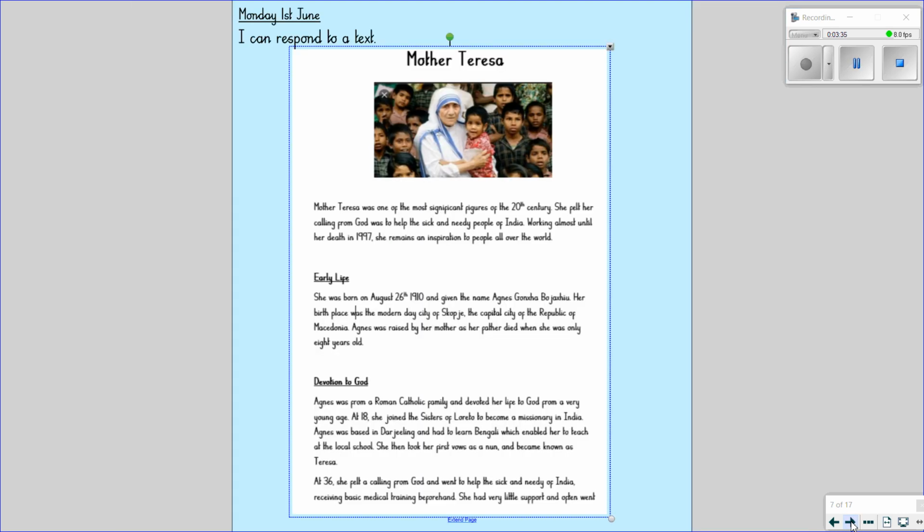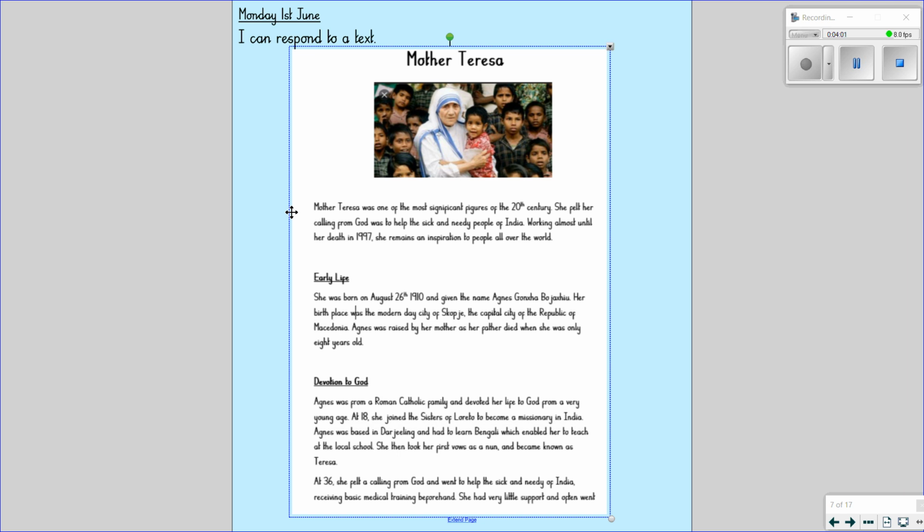Let's see if you have heard of this person. This biography is about a lady called Mother Teresa, and you can see a picture of her there. So I'll read it. You can read along with me. There is a copy of this biography on the Google Drive if you'd like to have that printed off, perhaps, if it helps, or have it in front of you as well. But I'll read it and you can read along with me.